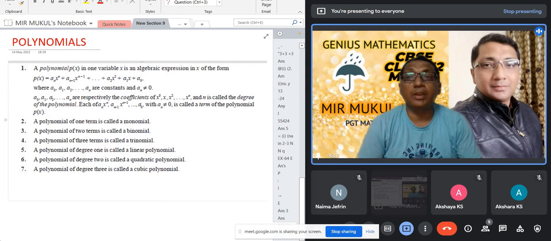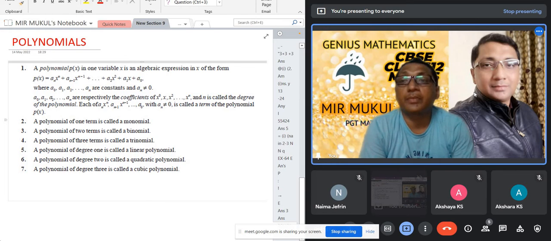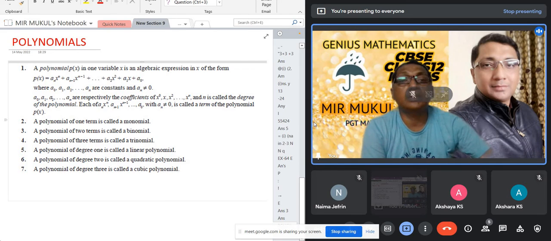So today we are going to learn the second chapter of our book, that is polynomials. So in today's class we'll learn 2.1 and 2.2. These two things we'll learn. So write down first a few definitions which are required.